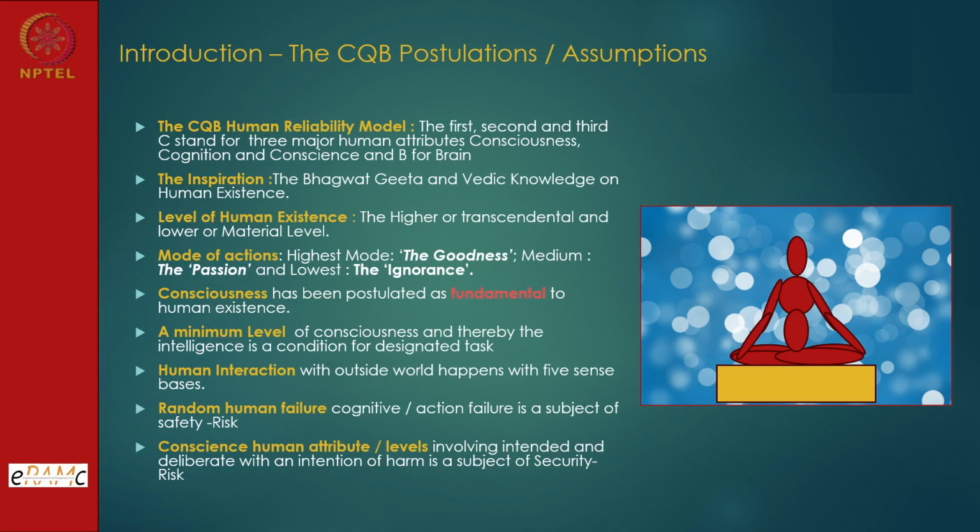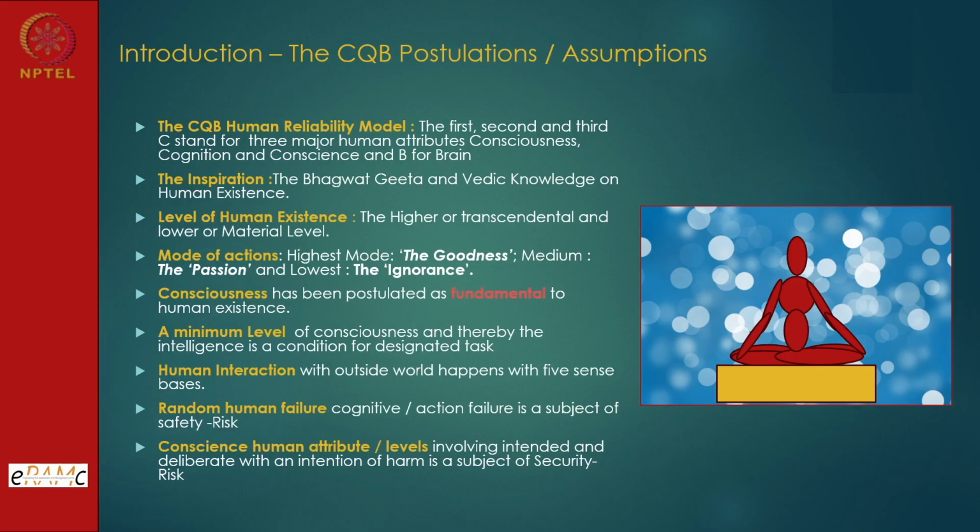Human interaction with the outside world happens through the five stimulus or five sense bases: eyes, ear, skin, and so on, and mind, of course. I have added the sixth as mind because while thinking itself, we can create our own models, and most of the knowledge-based tasks happen at the level of mind. So it also mimics a sense. In the CQB model, we have six senses, and mind is one of the senses. Now, a very important observation: random failure of human is a component of safety risk.